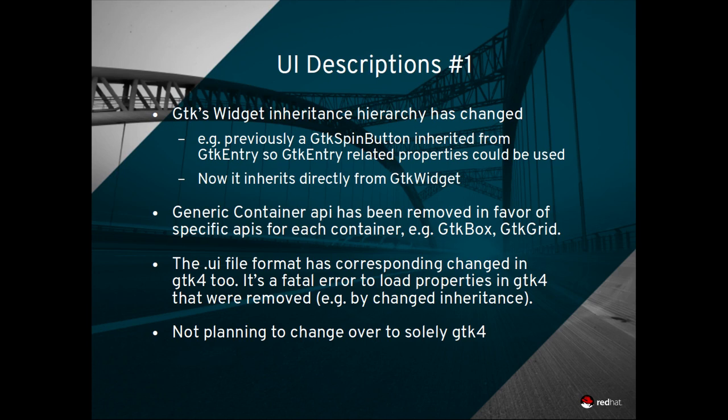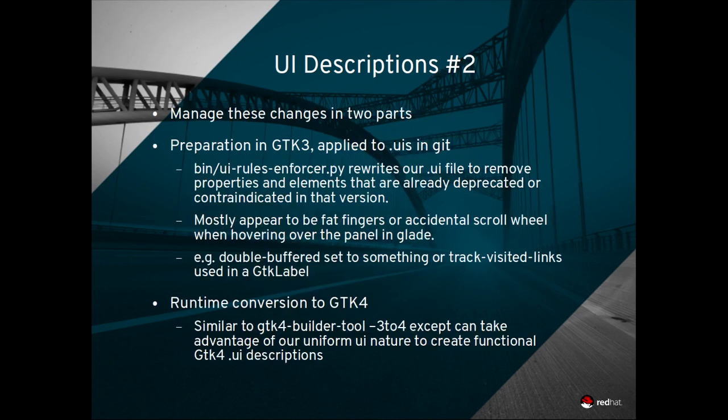So the user interface file format for GTK4 has correspondingly changed, and it's an error to load properties in GTK4 that were removed. And this can happen, as in the case of GTK spin button, where the property used to exist and no longer exists. There's a whole set of other changes as well. Seeing as we're not planning to change over to solely GTK4, we need some sort of interim mechanism to continue to support both versions.